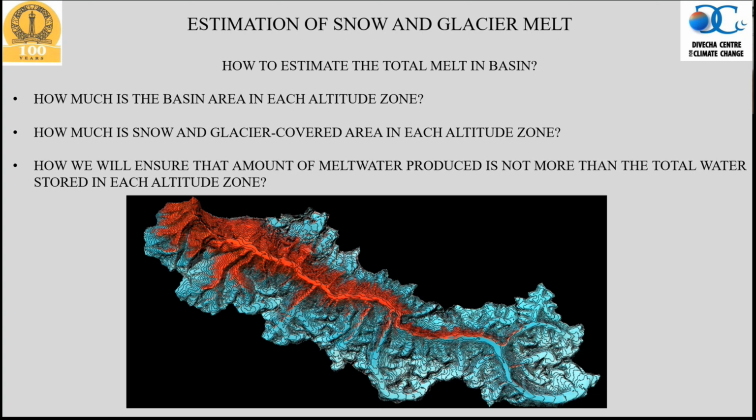But what is the water balance? That means you cannot produce more water than what is available in the form of snow and glacier. So the last argument is related to water balancing, how you are going to balance the water, water balance.